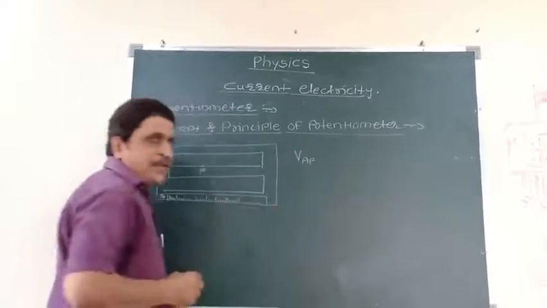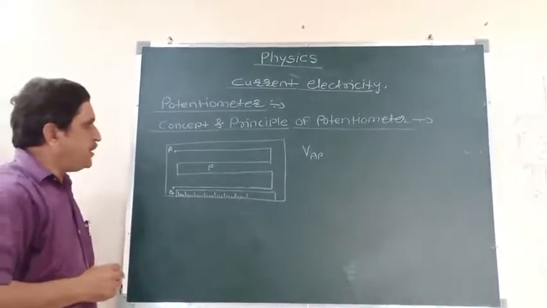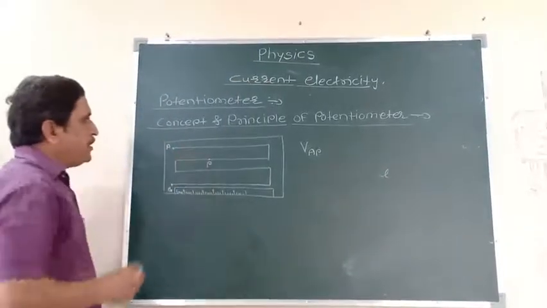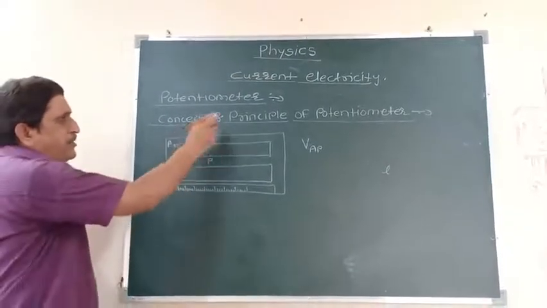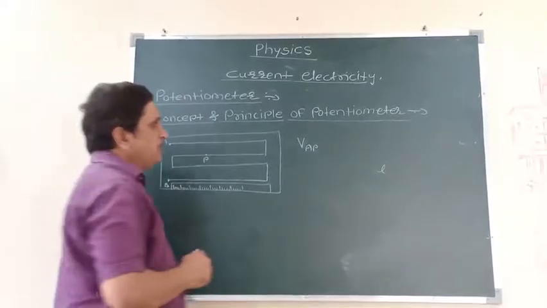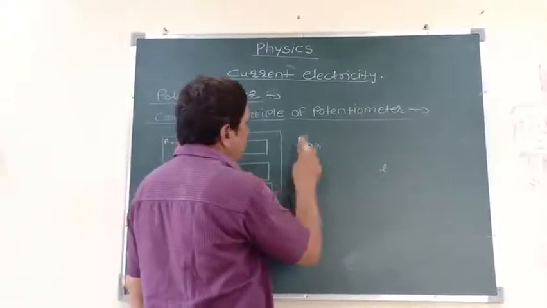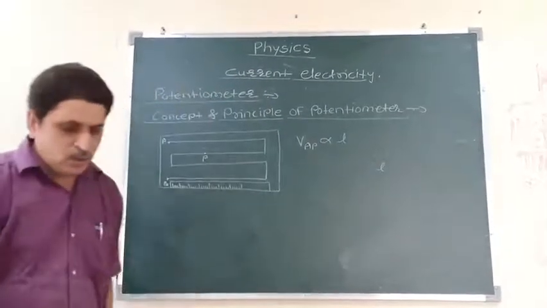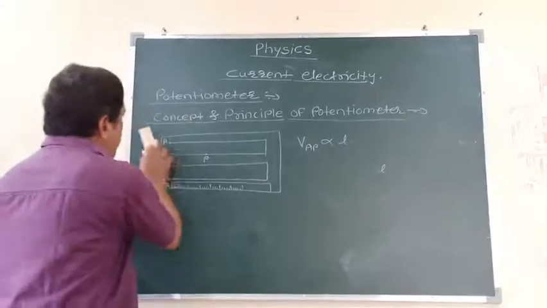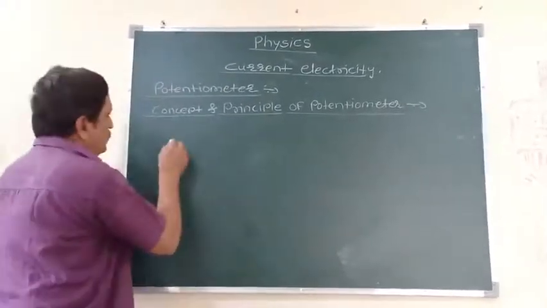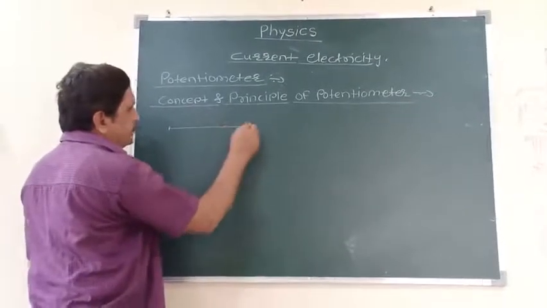VAP is the potential difference between point A and P, and if L is the length of that wire between point A and P, then we can say that by the principle of potentiometer, if constant current is passed through the potentiometer wire, then potential difference between these 2 points is directly proportional to the length of that wire between those 2 points. We'll see in detail now. Now for that, we have to draw this diagram.